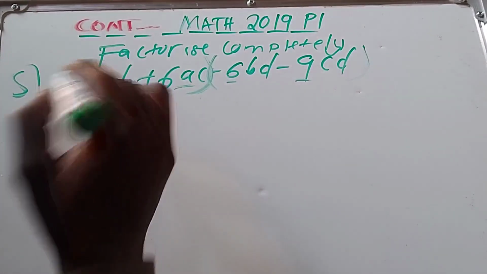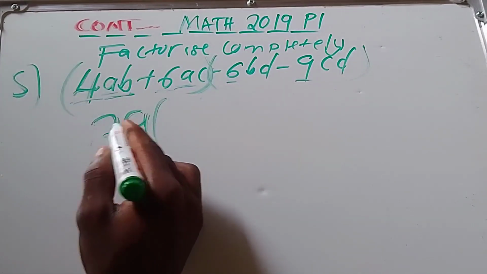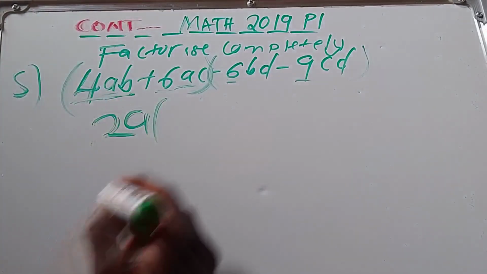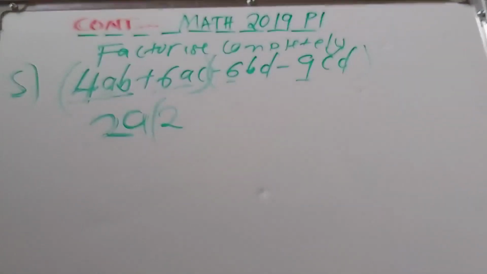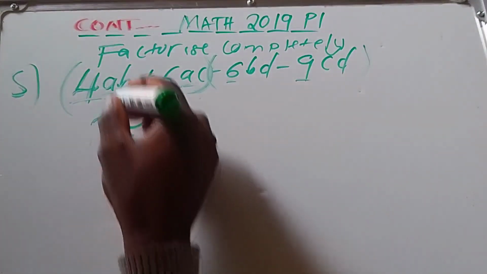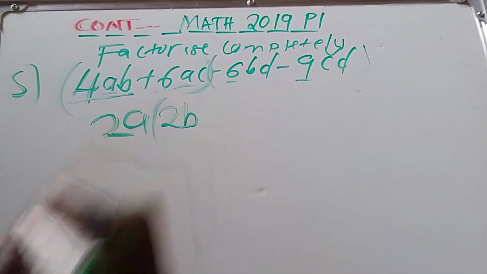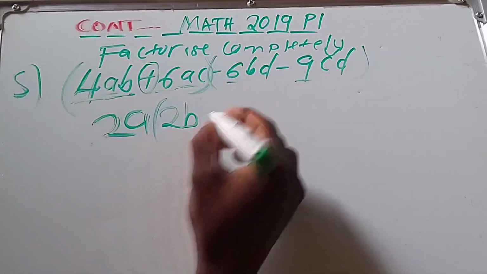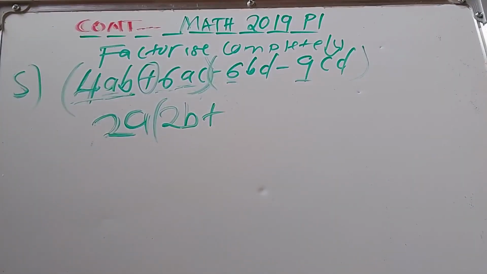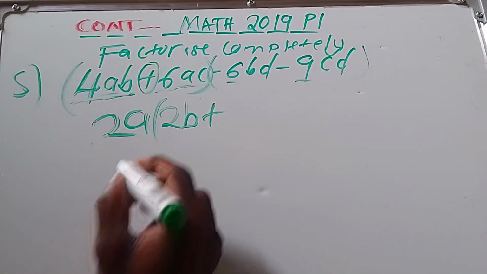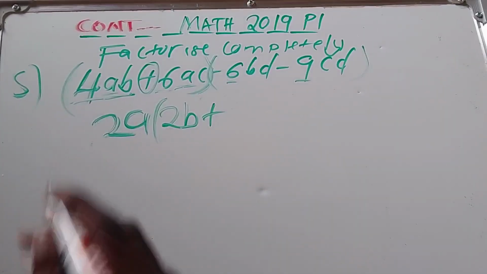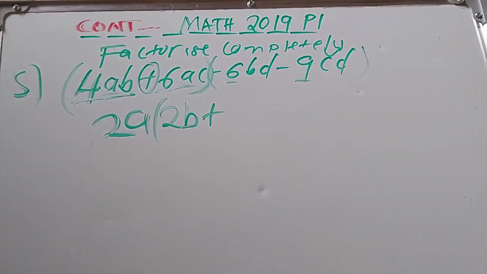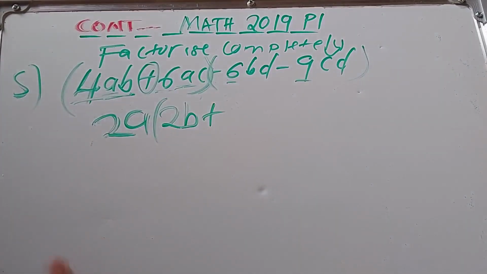So 4ab divided by 2a. That is the same as 4 divided by 2, and the answer is 2. Then ab divided by a: this a is going to cancel with this a, so we remain with b. Have you seen? Plus, since the sign I'm having here is positive, plus 6 divided by 2. Here we divide a number by a number, and then we divide letters by a letter. I hope you are getting it.